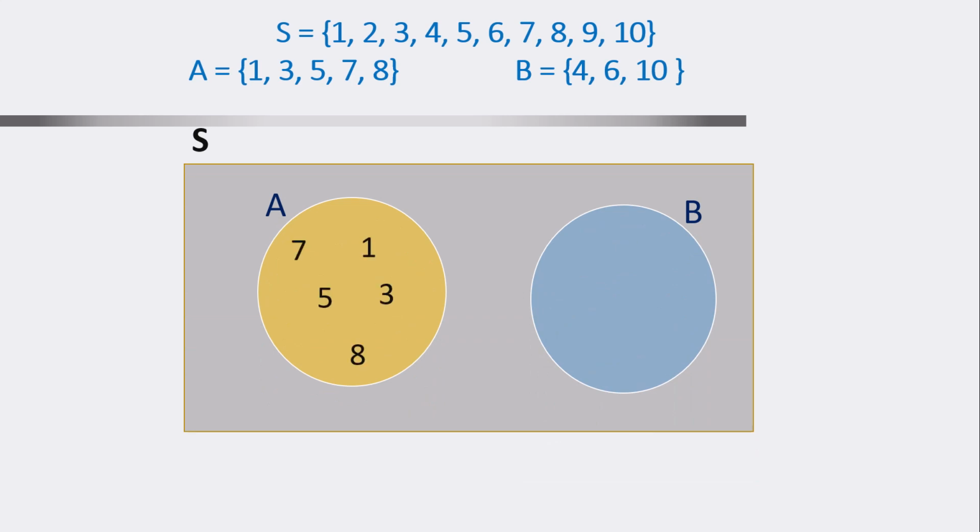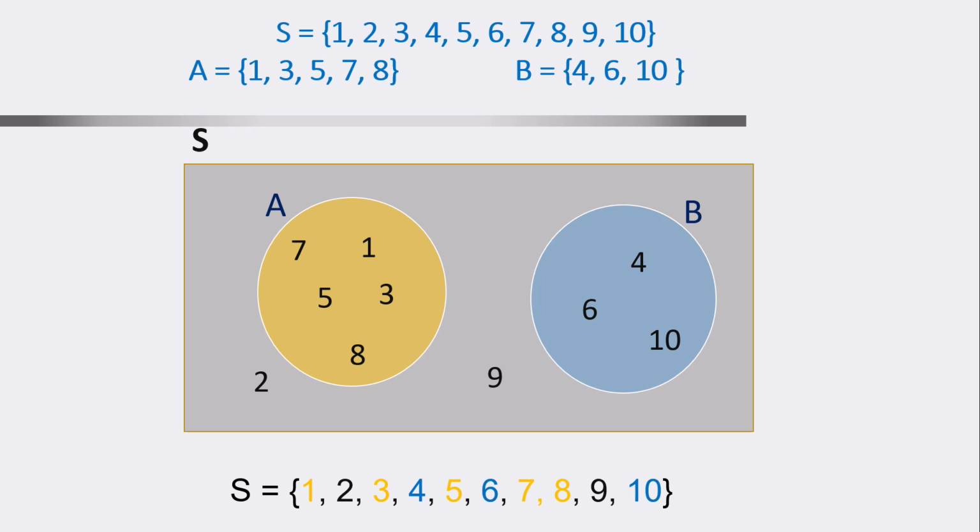Now we can go to A, right? Then go to B. Then we have to go to the sample space. So you see, all the elements are in S already, but 2 and 9. 2 and 9 should be outside of the circles.